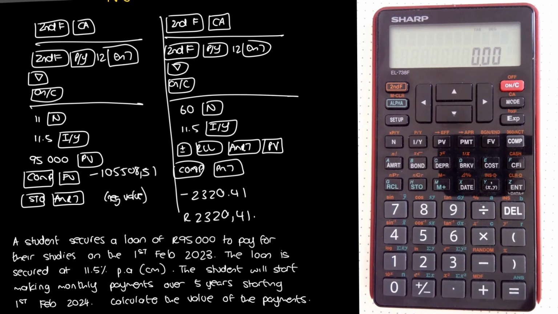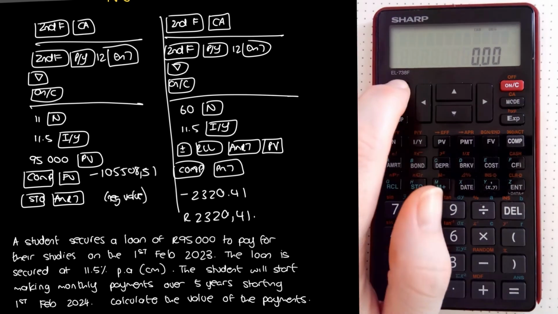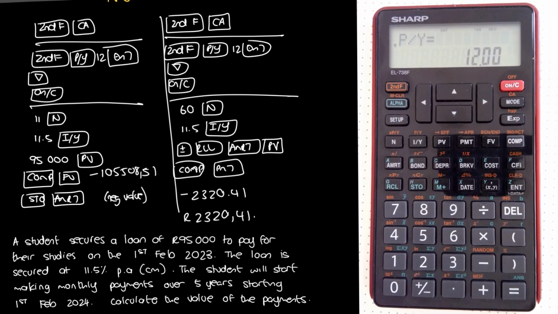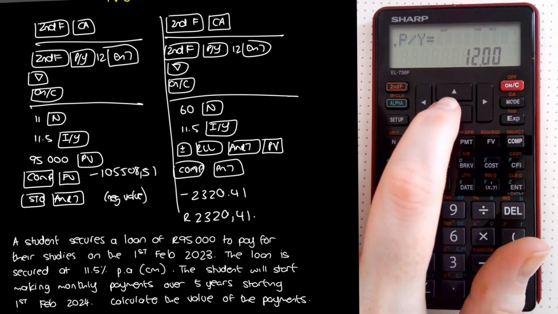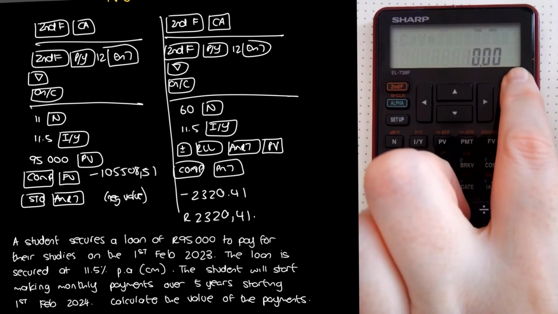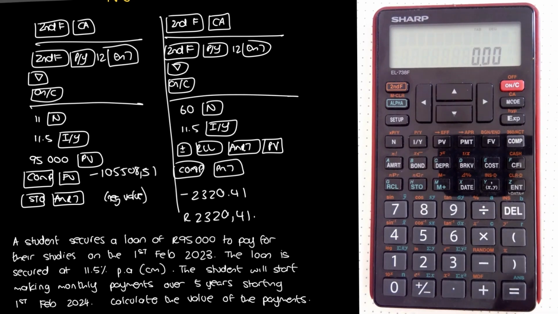And then we're going to enter our payment periods. So in this example, it's monthly payments. So it's second function PY 12 and enter. And the compounding is monthly. So the fact that it corresponds is great. We don't have to change anything. So we just clear our screen there by pushing the ONC button. And now we put in our information for part two.